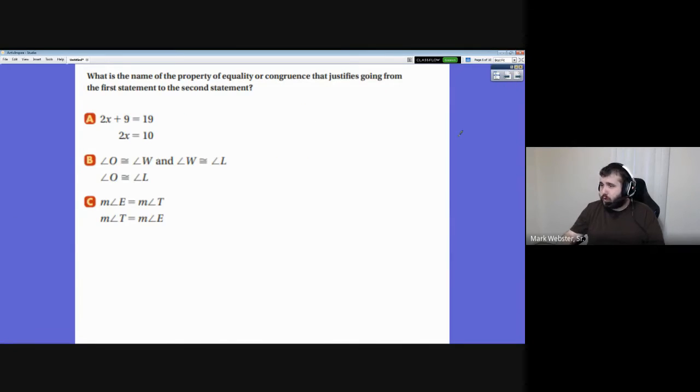So going forward, we want to know from here to here, what did I do? From one step to the next, all I did is I subtracted 9 from both sides. So what I want to know is what's the name of the property of equality or congruence that justifies doing that. And just like you said, hey, I subtracted, so I better use the subtraction property.